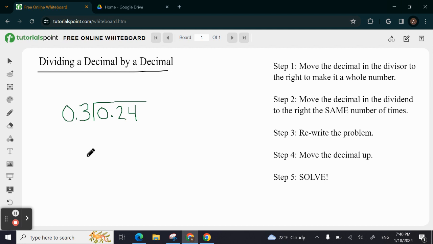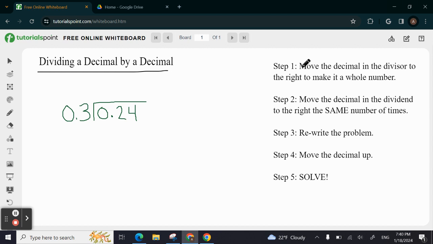Now, I want you to pause the video right now, and I want you to write down in your notes the same notes that we used on Tuesday, the steps on how to divide a decimal by a decimal. So let's go over this example. Let's follow it step by step.